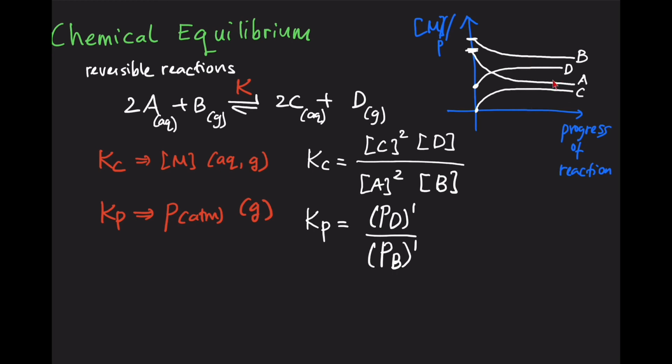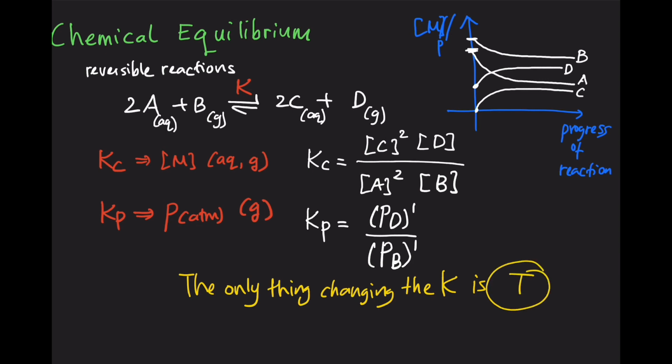At that particular equilibrium, we can find that the ratio of the concentrations of the products powered to each of the coefficients, divided by the concentrations of the reactants powered to each of the coefficients, will be a constant, and that is the Kc. From this point on, I want you to remember that the only thing changing the K is the temperature. I want you to remember this very carefully.